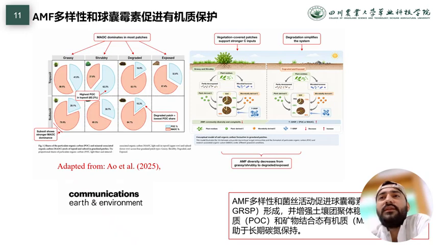AMF diversity and glomalin formation can improve the soil aggregation and protect organic matter. The formation of POC and MAOC pools supports the long-term carbon and nitrogen retention.